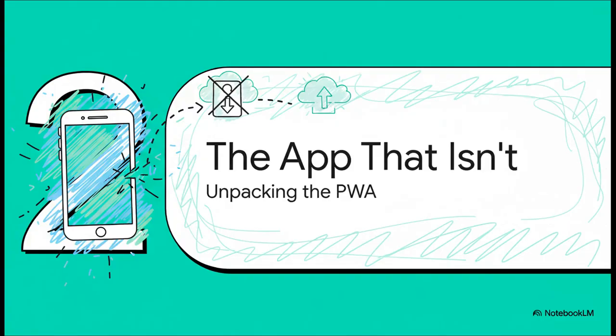All right, so this leads us to the big twist in the story. There is a way to get AI Studio on your phone, but you're never going to find it in an app store. It's kind of an app, but not really. At least not in the way you're probably thinking. Let's break down how this actually works.